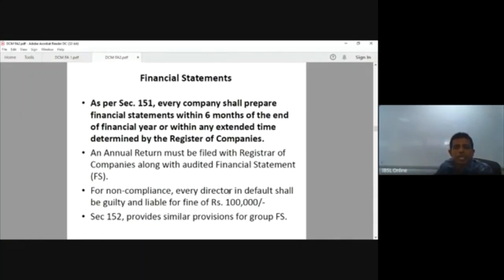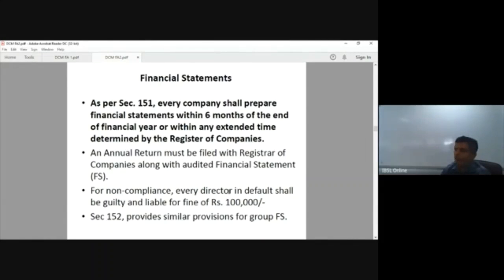An annual return must be filed with the registrar of companies along with the audited financial statements, right? Before the expiry of 6 months in the preceding year. For non-compliance, every director in default shall be guilty and liable for a fine of 100,000. Every director, right? If you have 12 directors, 1.2 million. Section 5.2 provides a similar provision for the group financial statements. Right? This slide is very important.